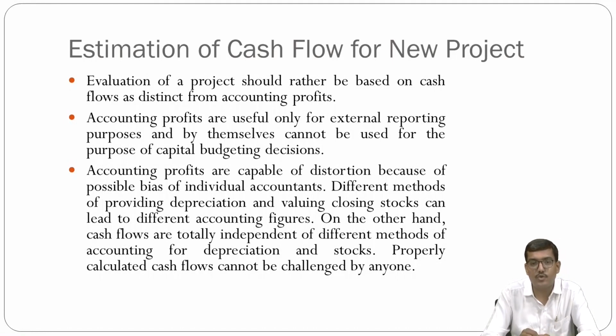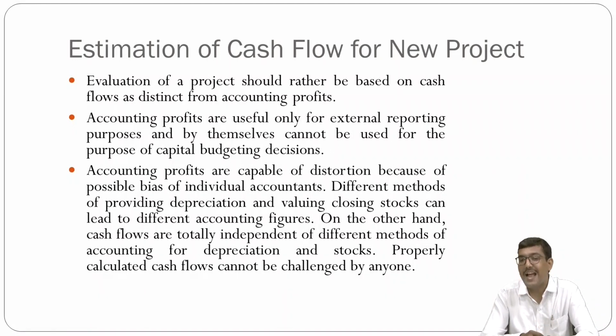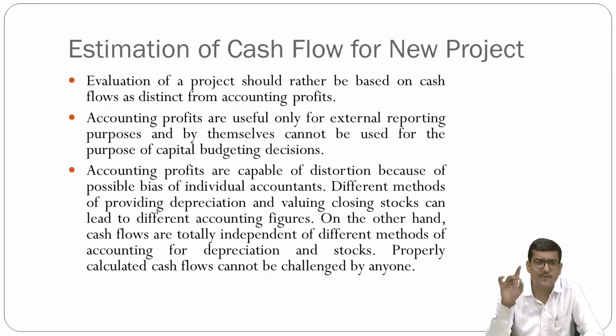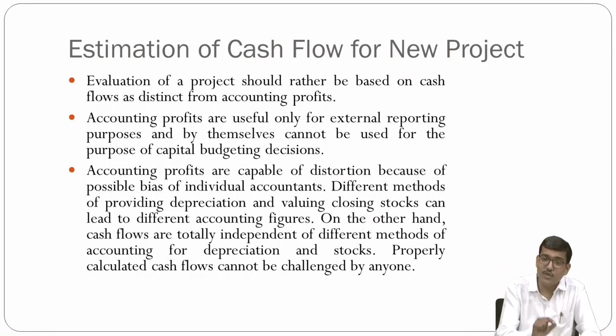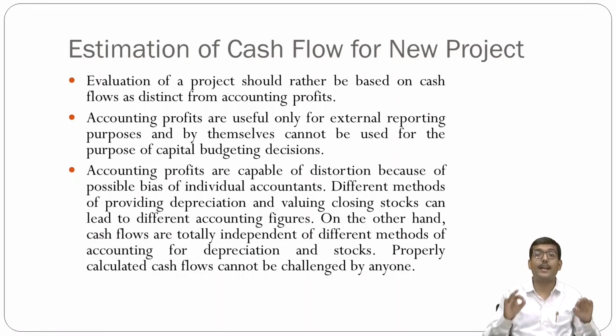The accounting profits are useful only for external reporting purposes and by themselves cannot be used for capital budgeting decisions. Accounting profits are capable of distortion because of the possible bias of individual accountants, and different methods of providing depreciation and valuing closing stock can lead to different accounting figures. On the other hand, my dear friends, cash flows are totally independent of different methods of accounting for depreciation and stocks, and a properly calculated cash flow cannot be challenged by anyone. Once you calculate your cash flow efficiently without any error, it cannot be challenged by anyone.